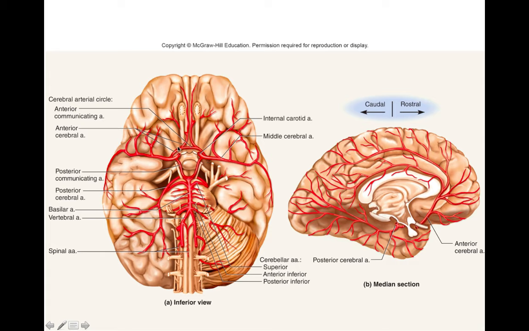So here's your anterior cerebral arteries right here. You've got a right and you have a left. You have an anterior communicating artery right here that communicates between those two vessels right here. And then your posterior communicating artery is right here, right here. And then here's your internal carotid artery again, right and left sides.